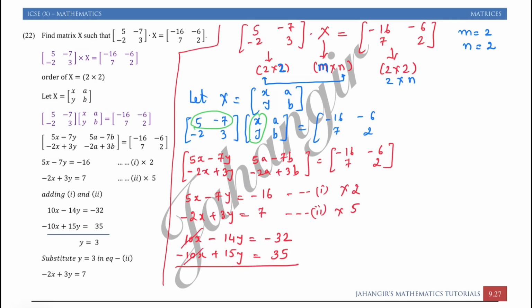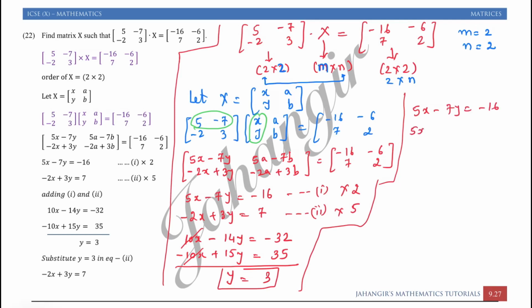10x will get cancelled. 15 minus 14 is y, that is equal to 3. Now y is 3, so I will substitute it in any of the equations. Which equation should I take? I will take the first. 5x minus 7y is equal to minus 16. So 5x minus 7 into 3 is equal to minus 16.